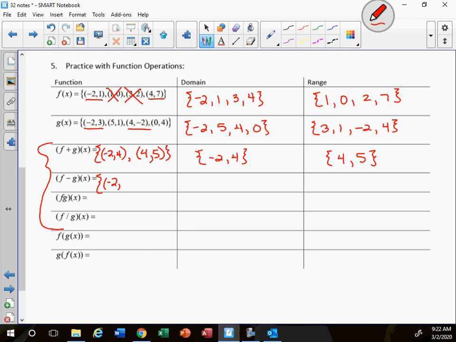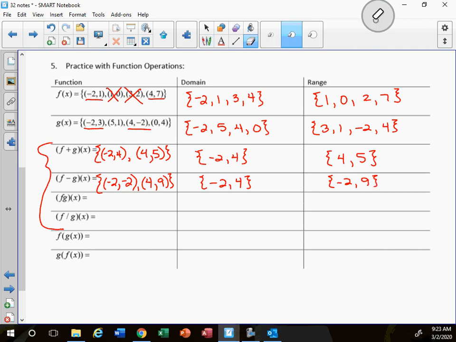All right, now order matters here because we are doing f minus g. So when I get an x value of -2, what does my y value end up being? -2, good. X value of 4, what's my y value? 9. So domain is still negative 2, 4. Range is now negative 2, 9. That's a 9.